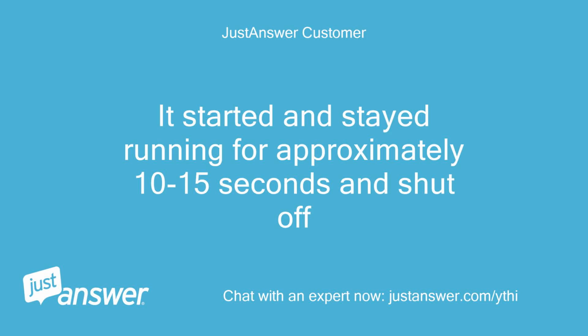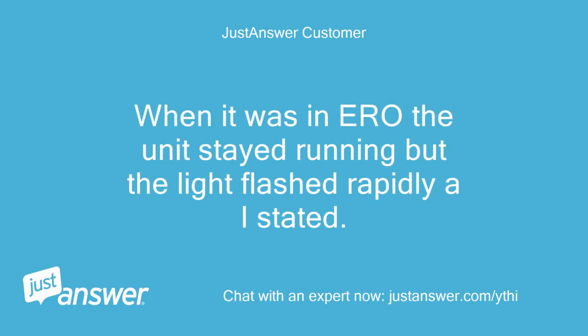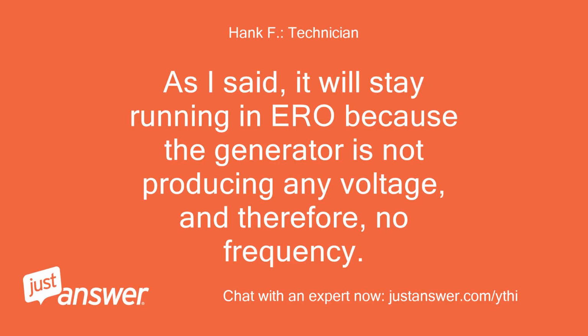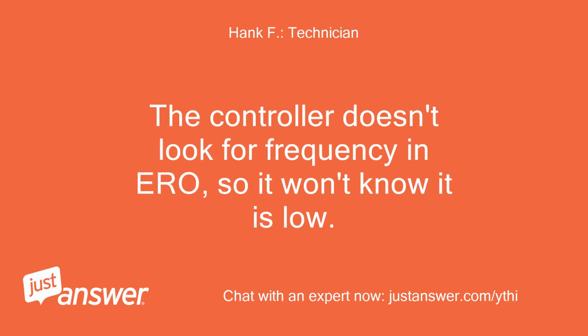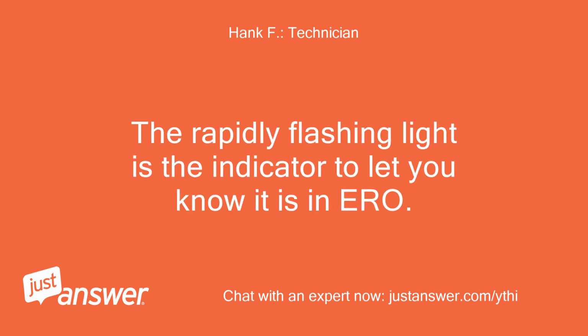It started and stayed running for approximately 10 to 15 seconds and shut off. When it was in Aero, the unit stayed running but the light flashed rapidly, as stated. As I said, it will stay running in Aero because the generator is not producing any voltage, and therefore no frequency. The controller doesn't look for frequency in Aero, so it won't know it is low. The rapidly flashing light is the indicator to let you know it is in Aero.